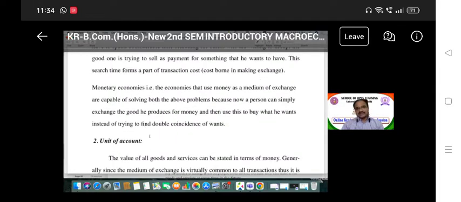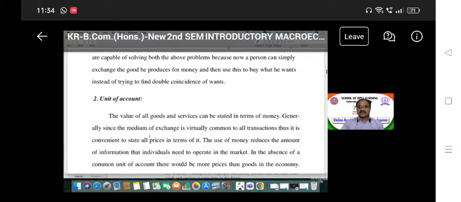And after that, what does monetary economist mean? After some years, in modern days, the modern economist can say economics uses money as a medium of exchange, capable of solving both of the above problems, because now a person can simply exchange the goods he produced for money, then use this to buy what he wants to buy. Okay. So that is medium of exchange: whatever the money is, it must be accepted as the basis of exchange for one good to another good.